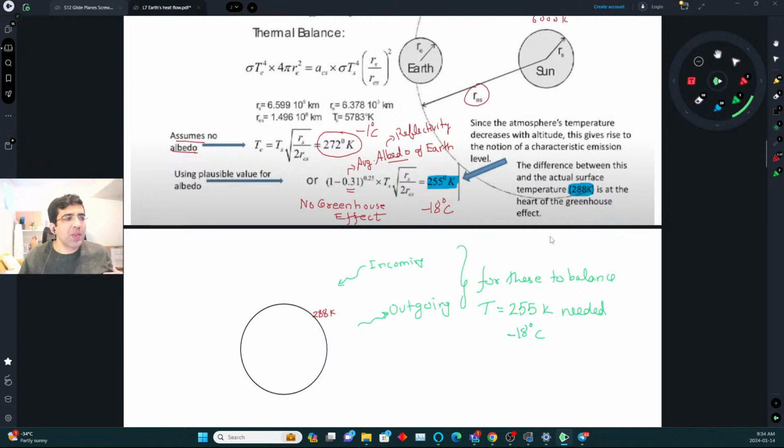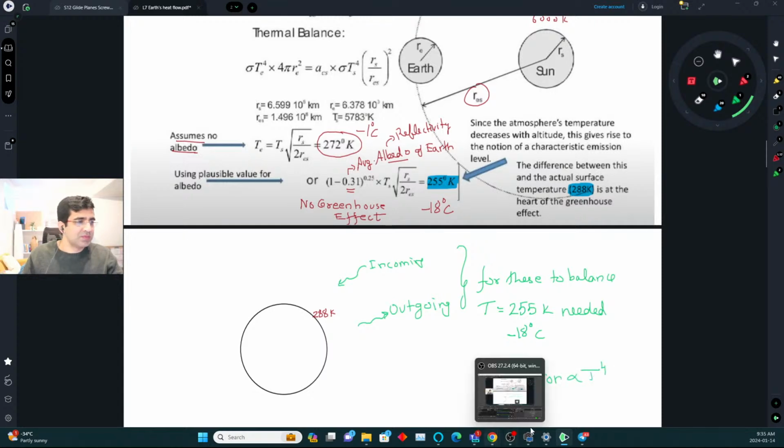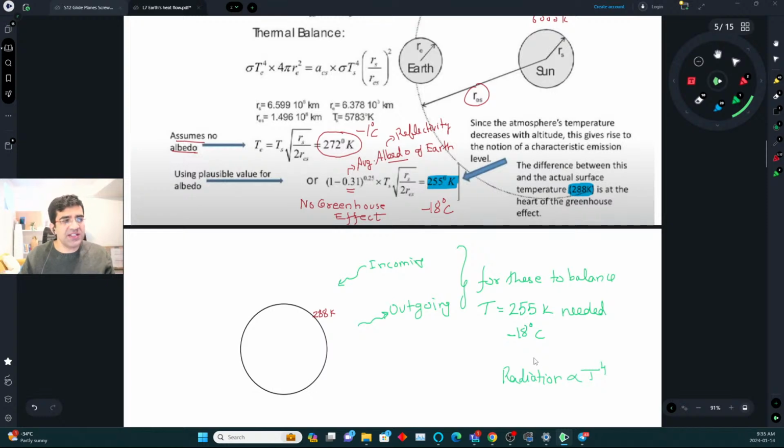So what is happening is Earth is now at 288 Kelvin. What does that mean? If you look at just the surface of the Earth, it means at the surface we are releasing more than what is incoming. First of all, is this clear? Because total radiation, from Planck's law, is proportional to T to the power 4. So if temperature is higher, radiation is higher.